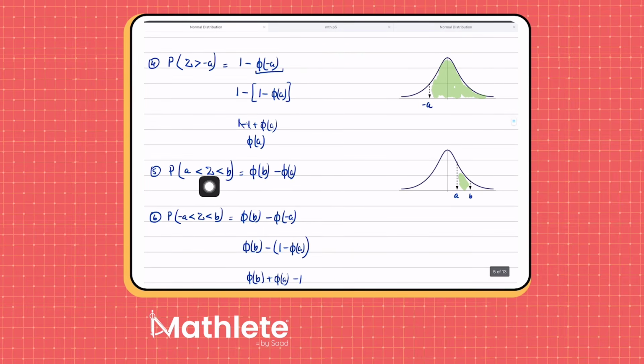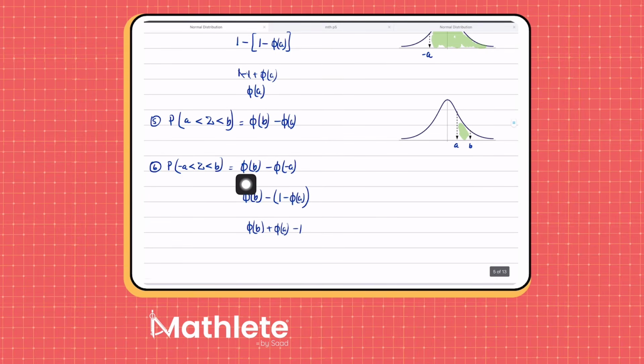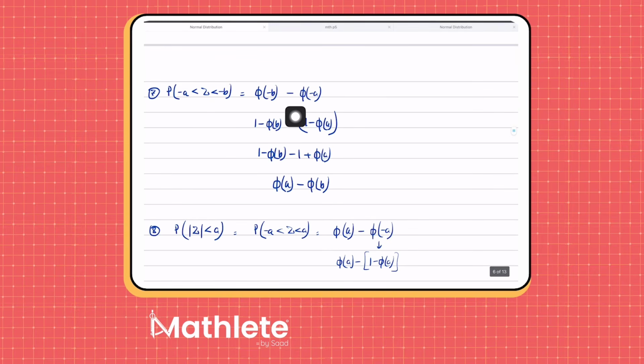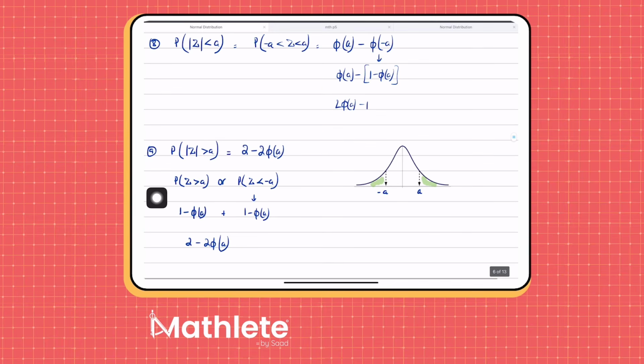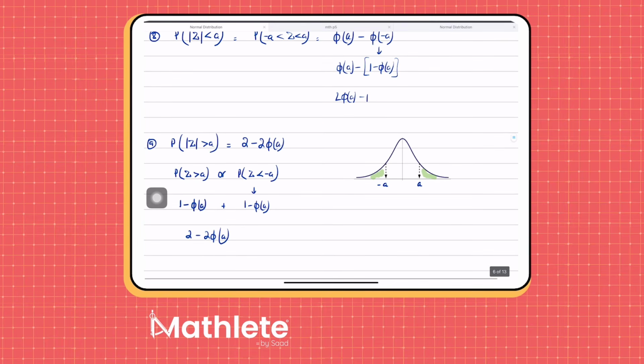Here, no rule to remember: phi of b minus phi of a. Here, once again, just one rule that we're going to use. We'll do phi of b minus phi of a, same as what we did earlier. Now, how do we fix phi of minus a? For this, we use the rule that if it's phi of a negative value, we do 1 minus phi of the positive value. Phi of minus b can't be worked out, so we do 1 minus phi of b. Phi of minus a can't be worked out, so we do 1 minus phi of a. And then we simplify. Just 2 rules, and if you can remember them, you can figure out all the other rules.